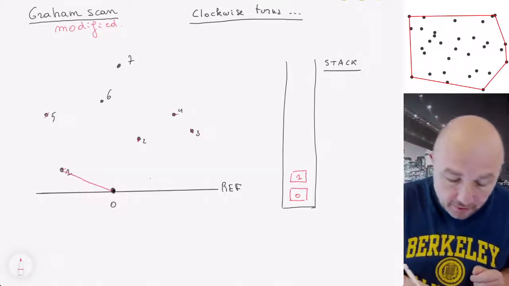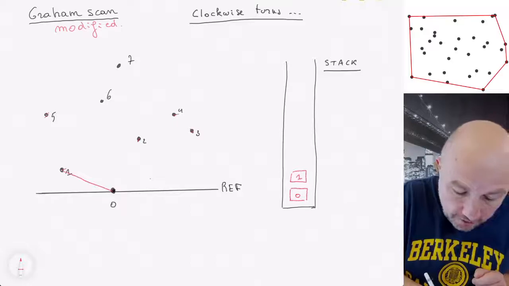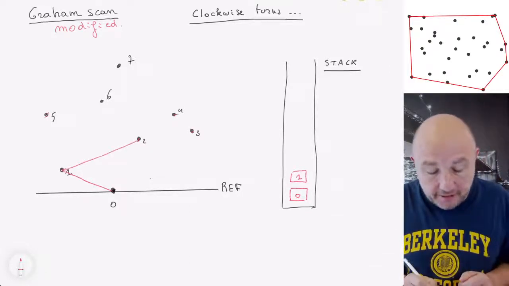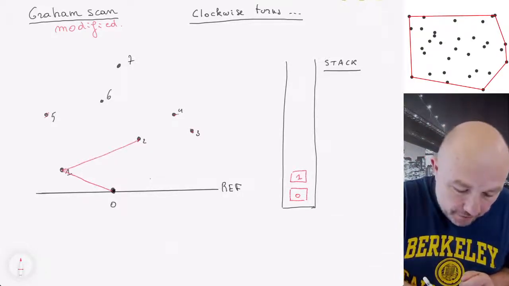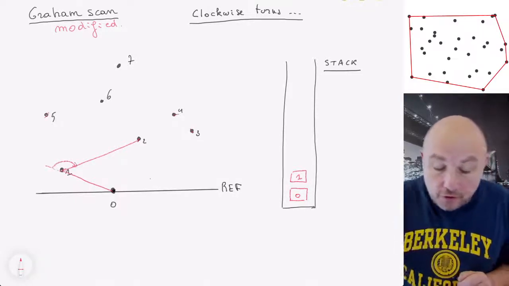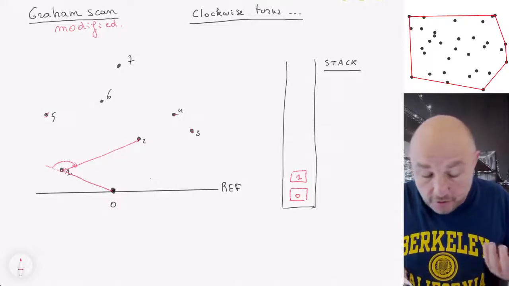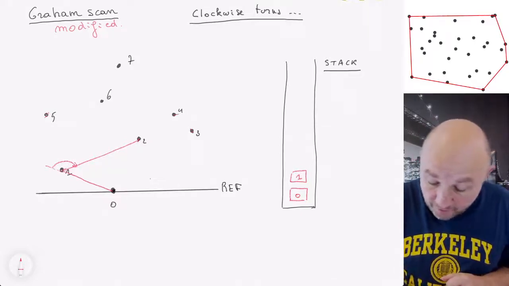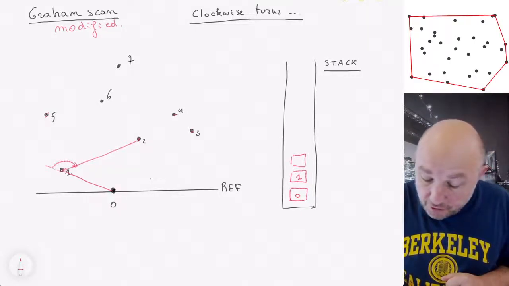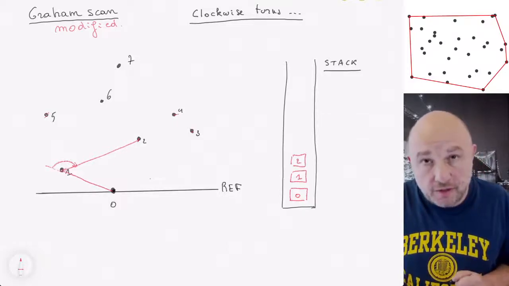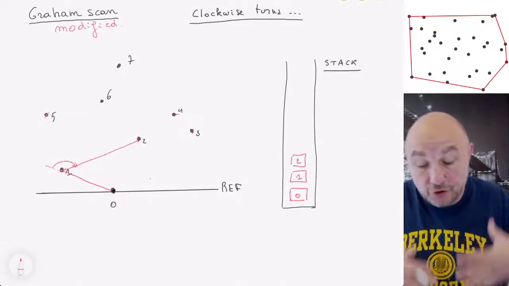So let's do now 2 here. And obviously, you see here, this is clockwise, it goes in the clock direction. So this is wrong. So what do we do when it's wrong? I've put 2 here, and I just figured out that the sequence 0, 1, 2 cannot be there because it doesn't turn the right way.